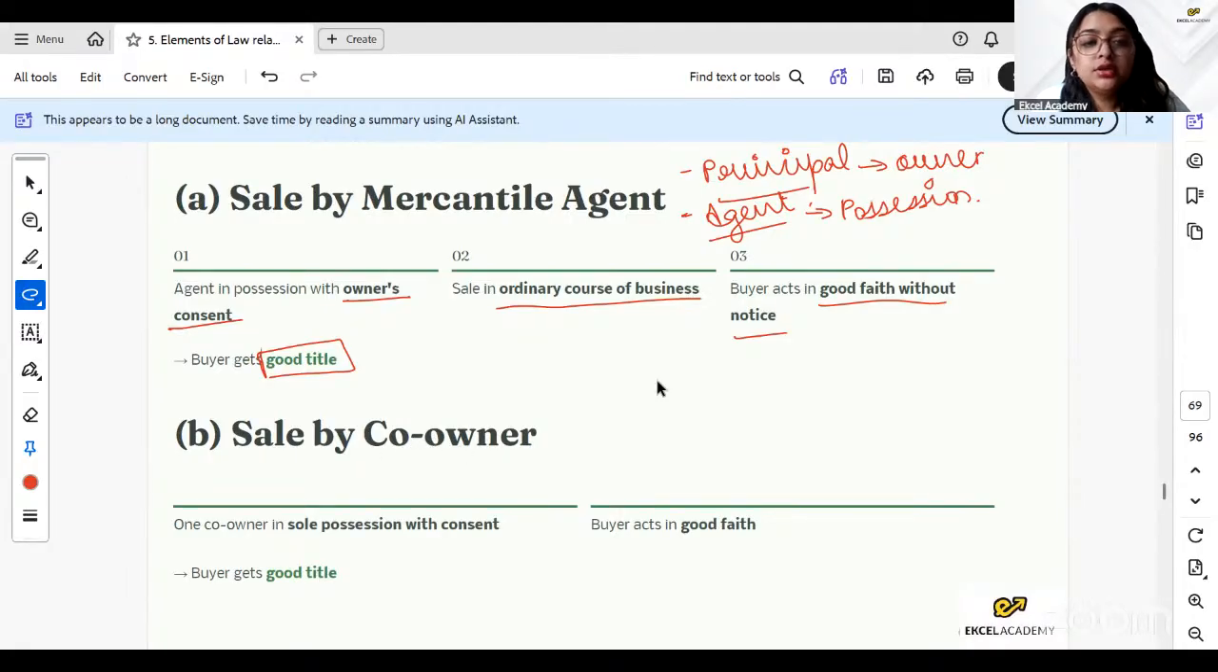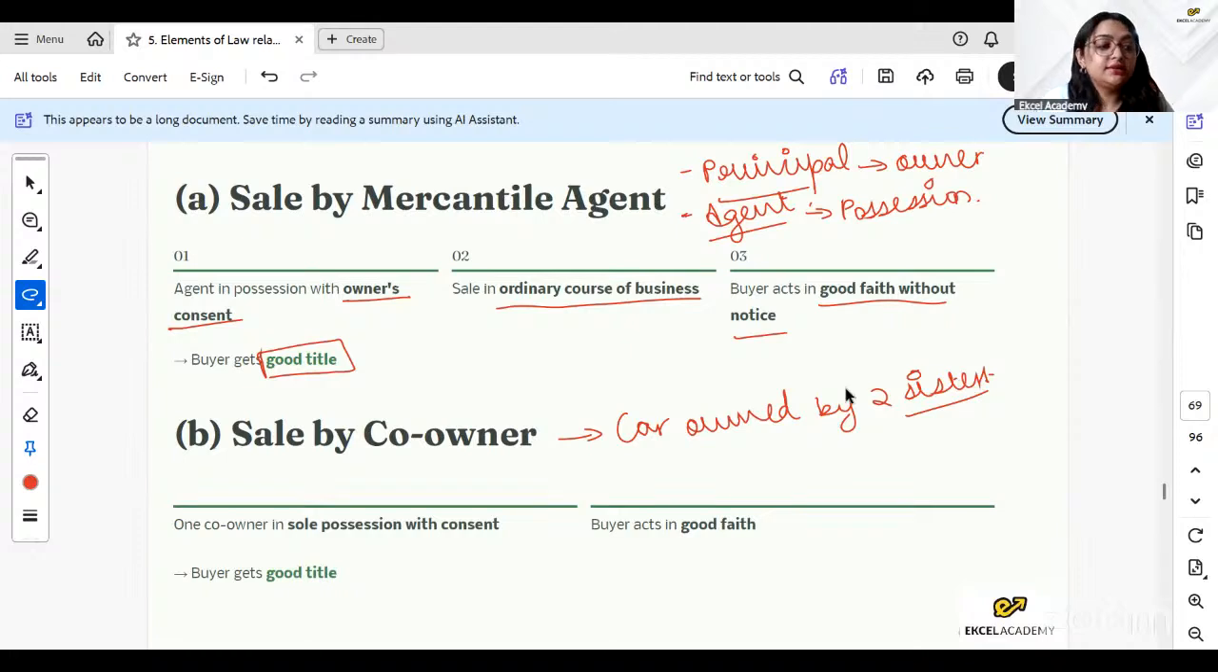Sale by co-owner. So let's say, for example, a car is owned by two sisters. Both their names are there in the registration. Let's say two sisters, A and B. A is in possession of the car with B's consent. So if A goes ahead and sells the car, and the buyer acts in good faith, the buyer will get good title to the car. Why? Because the car was co-owned by two people and it was in the possession of one person with the permission of the other. So although both of them are the owners, even if one of the owners goes ahead and sells it, the sale will be valid and the buyer will get a good title.